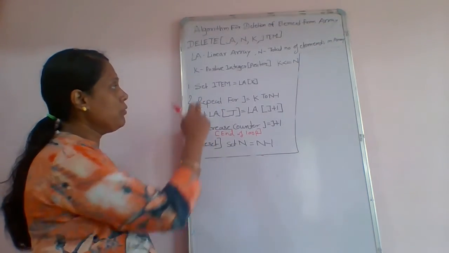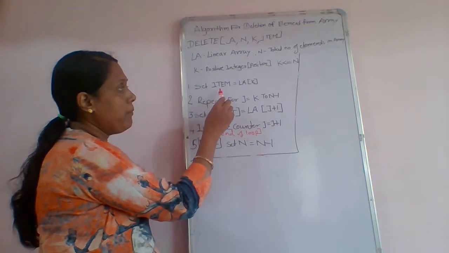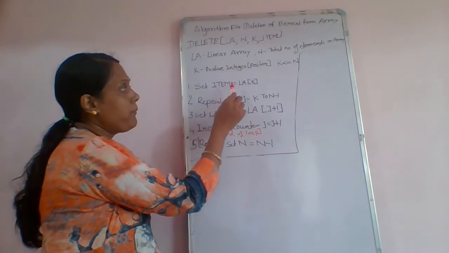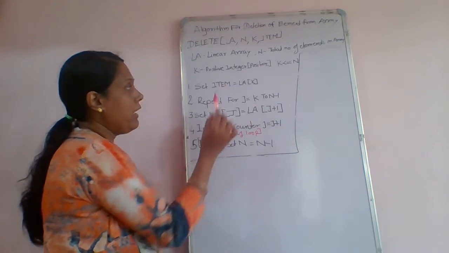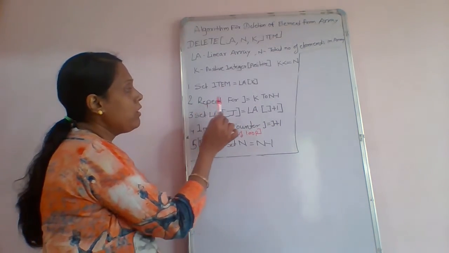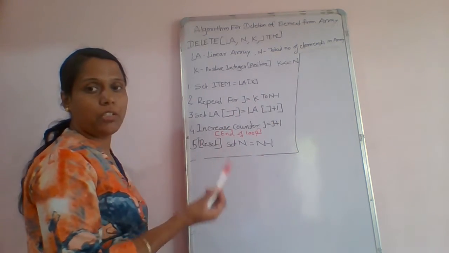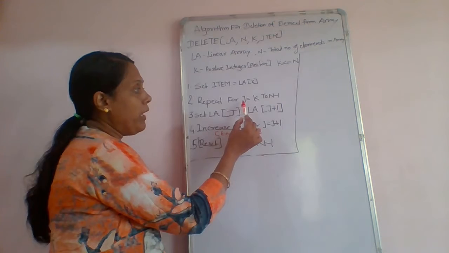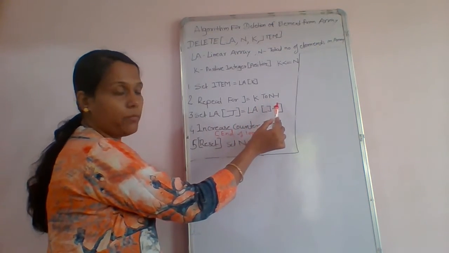Now see the algorithm. First step, set item equals LA of K. So item is the variable in which we are storing the particular element that we are going to delete from the array. Then second step, repeat for j equals K to N minus 1. Here we are using the for loop. In that for loop, we are assigning the value of j, that should be from K to N minus 1.